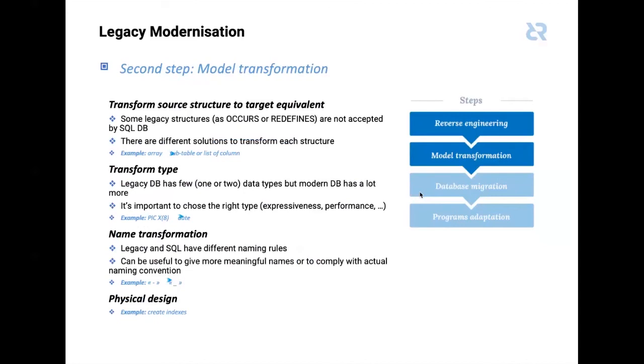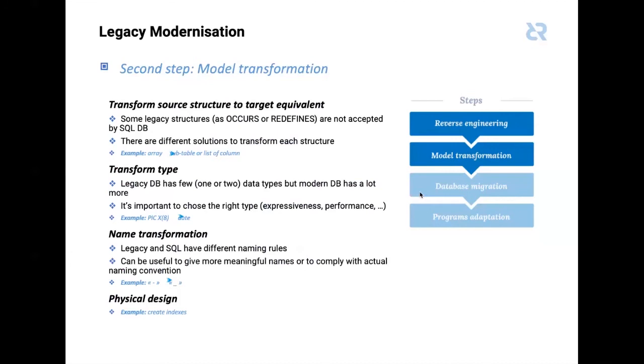And that's a really crucial part because it's all about keeping the link between your old model, your old legacy environment, and the new. So keeping the good structure of the old environment and then migrating. The first part is to transform the source structure to the target equivalent, because some legacy structures are not accepted in SQL databases. So that means that there are typically some choices to be made. And our technology and our team can help you to decide on how to handle these.